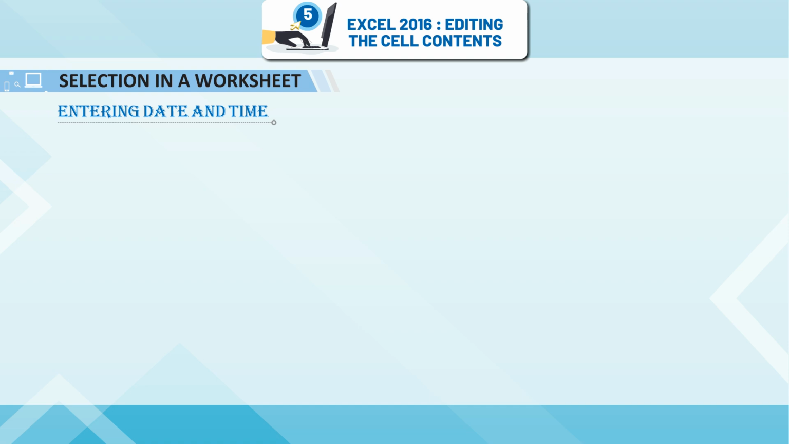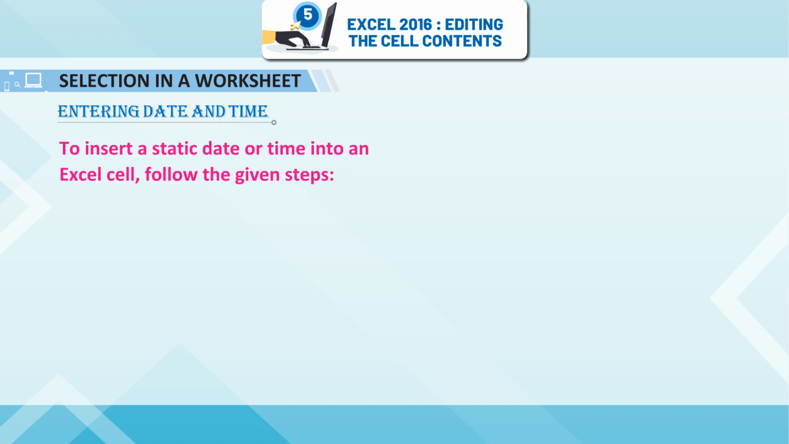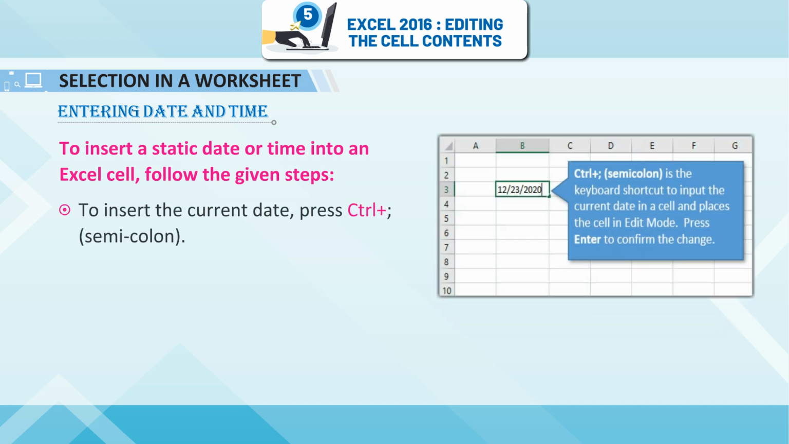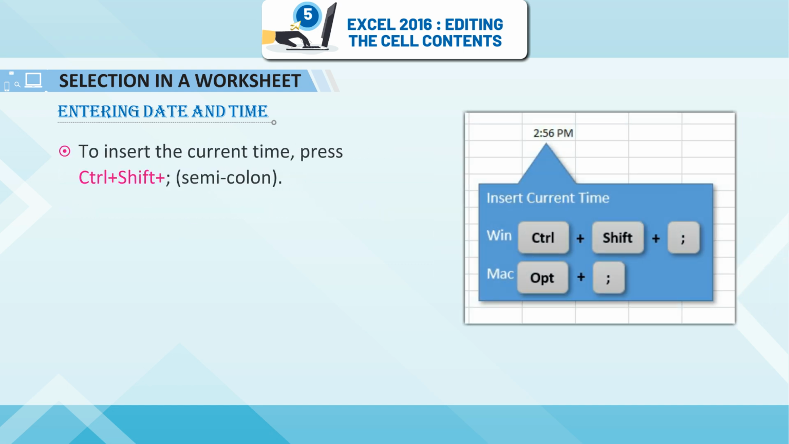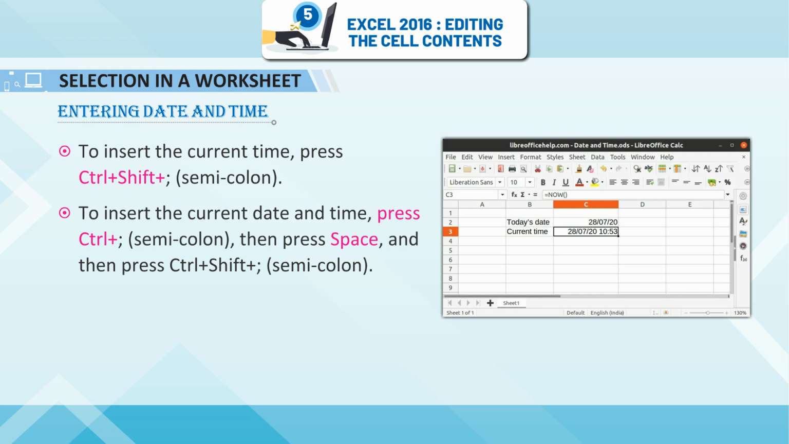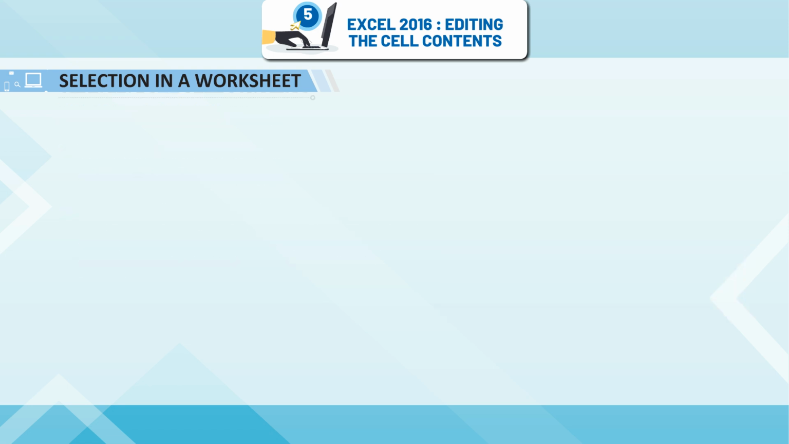Entering date and time. To insert a static date or time into an Excel cell, follow the given steps. To insert the current date, press Ctrl plus semicolon. To insert the current time, press Ctrl plus Shift plus semicolon. To insert the current date and time, press Ctrl plus semicolon, then press space, and then press Ctrl plus Shift plus semicolon.